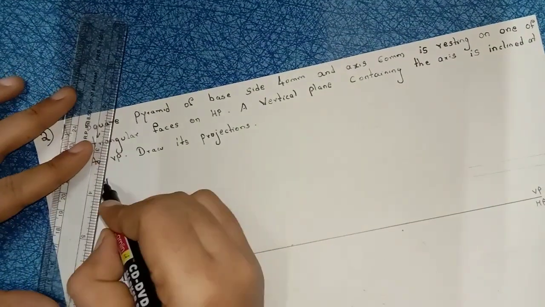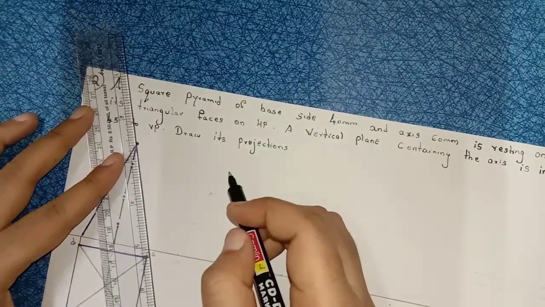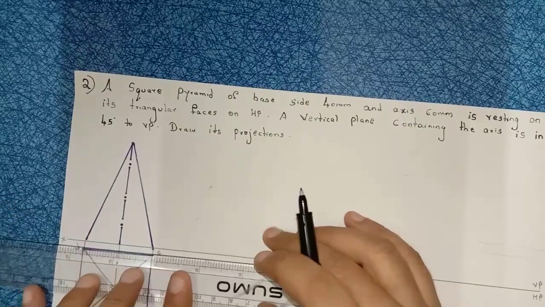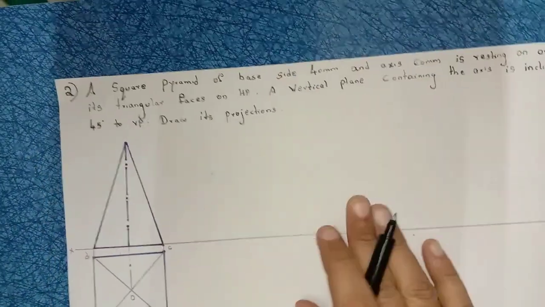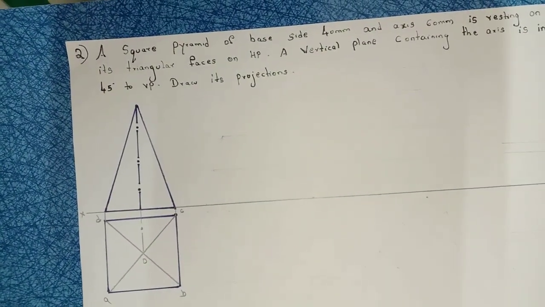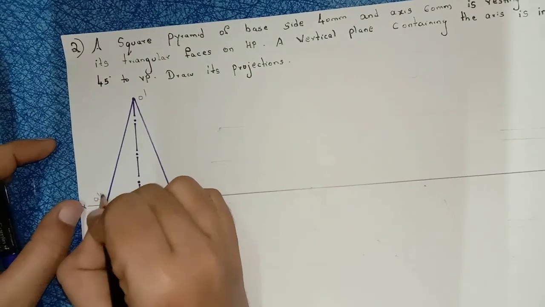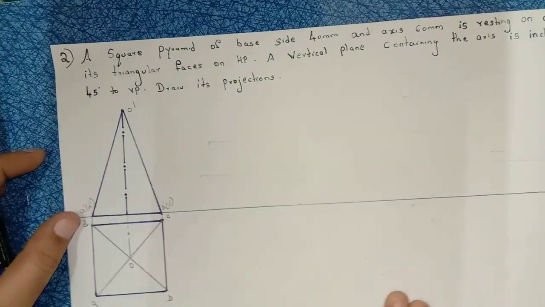Right, now I am joining this point to this corner. I am joining this point to this corner. I am constructing a pyramid here. So this is O point, name this as here O dash, here A dash of D dash, and here B dash of C dash.